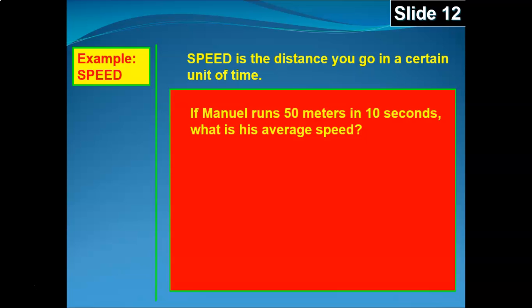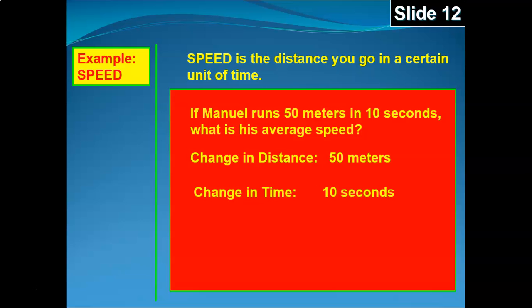So if Manuel runs 50 meters in 10 seconds, what is his average speed? So the change in distance is 50 meters. Change in time is 10 seconds. So the average speed is going to be 50 meters divided by 10 seconds equals 5 meters per second. So that would be the average speed.